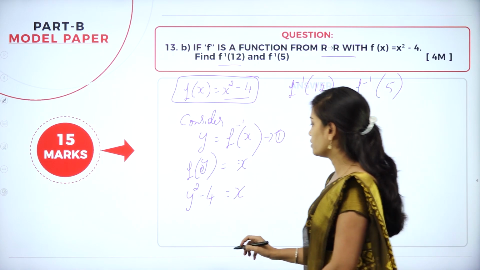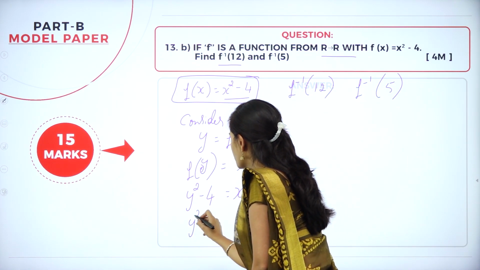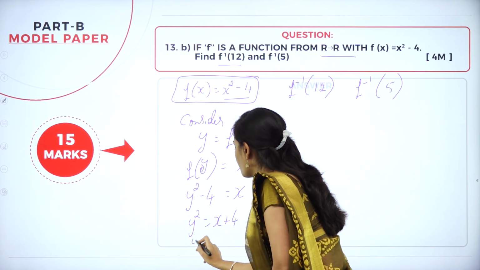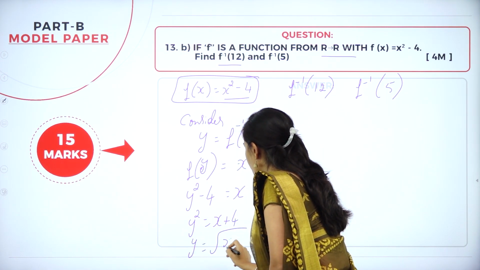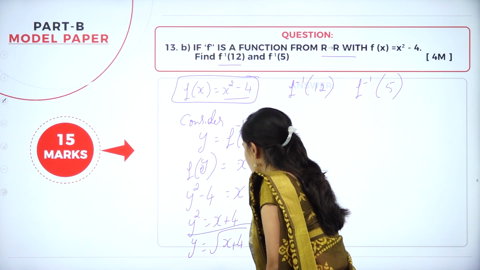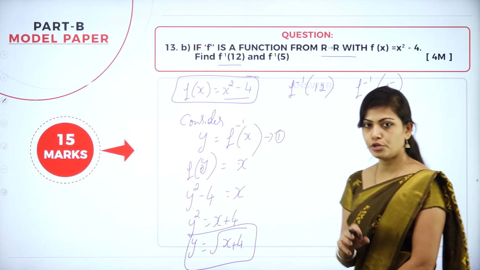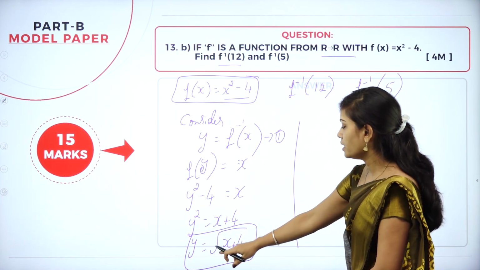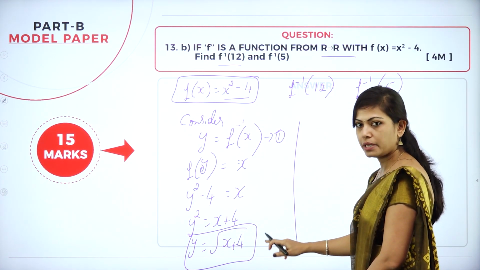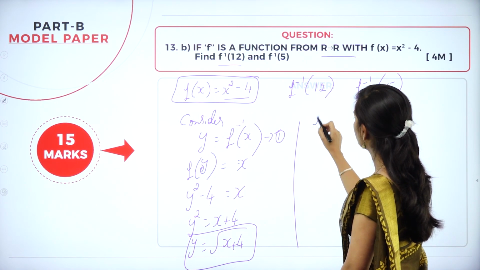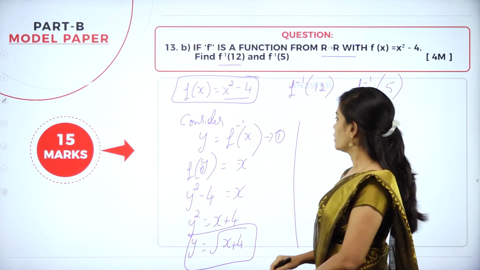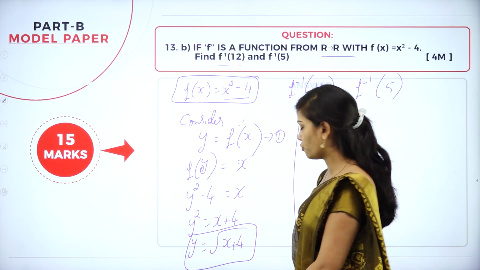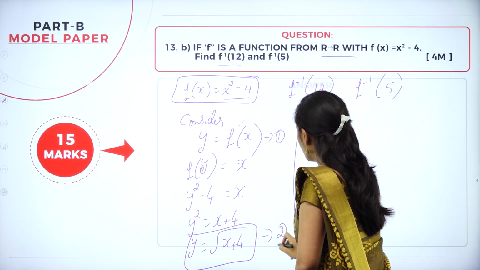Now find out the value of y. So y square is equal to x, cross multiply this 4. So y is equal to square root of x plus 4. Now we got the value of y. I'll substitute here. y is equal to square root of x plus 4. This is my equation number 2.